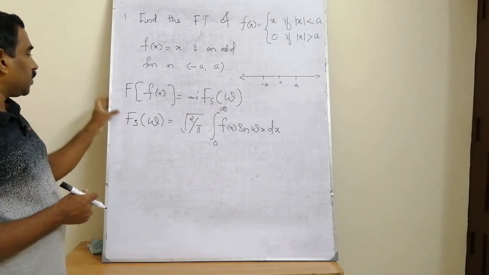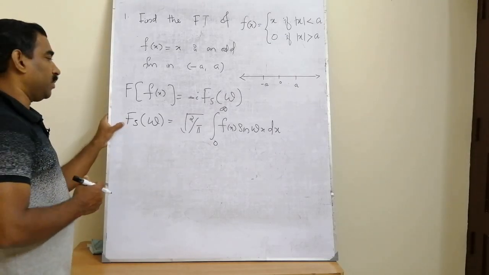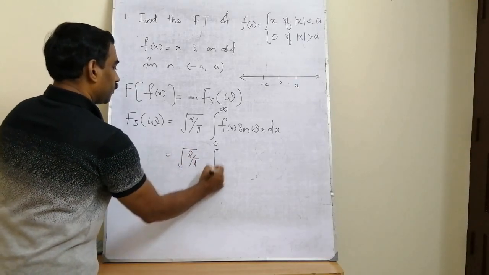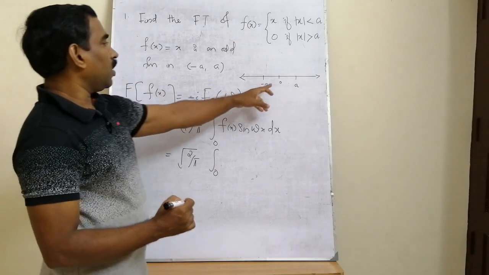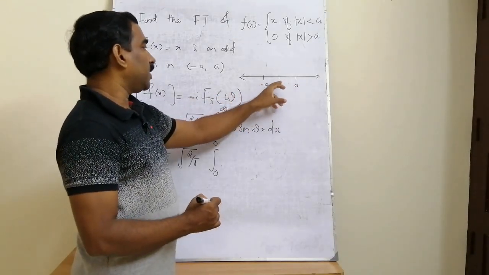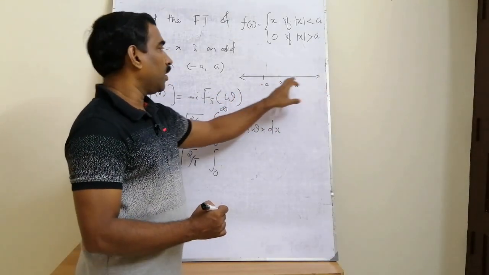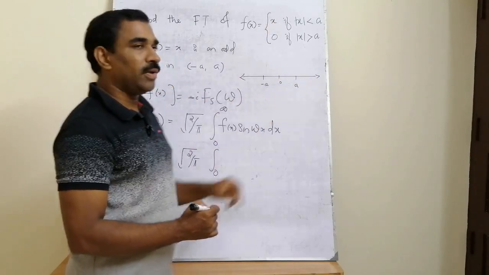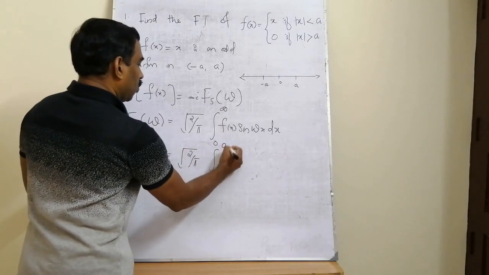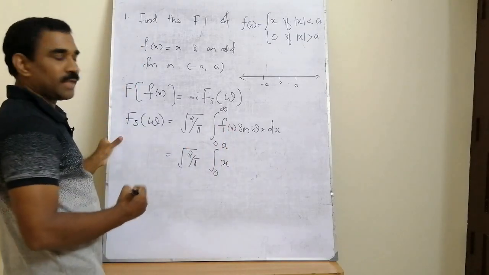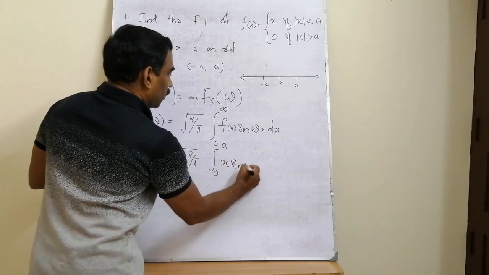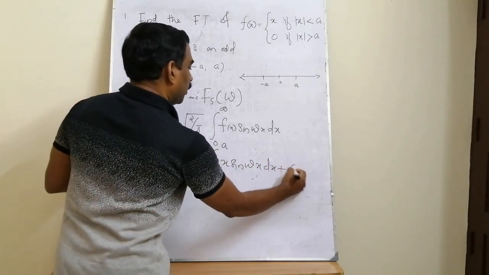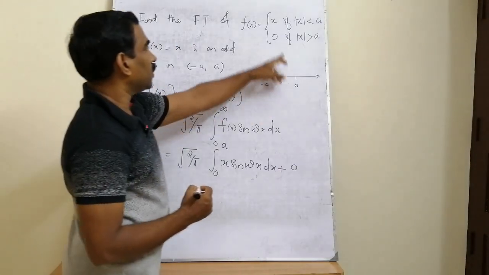And remember that this Fourier sine transform is always a real number. This is equal to square root of 2 by pi integral 0 to infinity. We can split the 0 to infinity into 0 to a and a to infinity. From the range 0 to a, we have the output f(x) equal to x, and after that the value is 0. So this is integral 0 to a, we are replacing f(x) by x, f(x) sin(omega x) dx, and after that the value becomes 0 because the function has output 0.